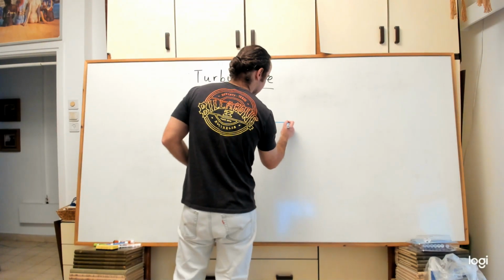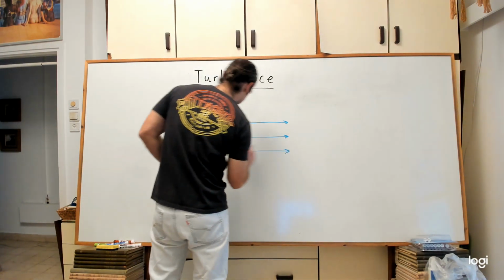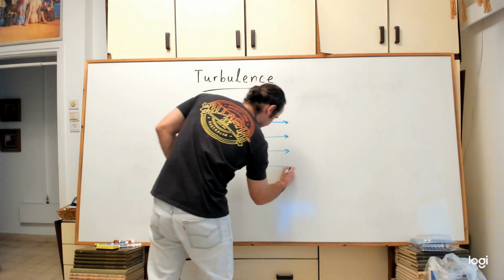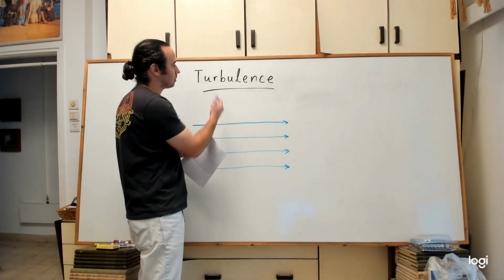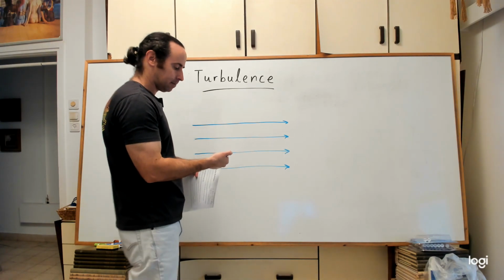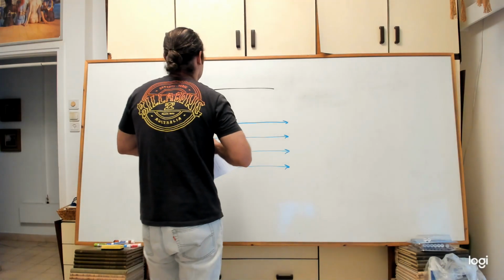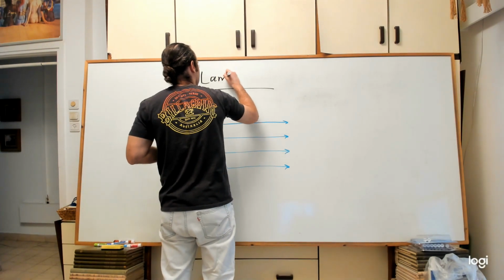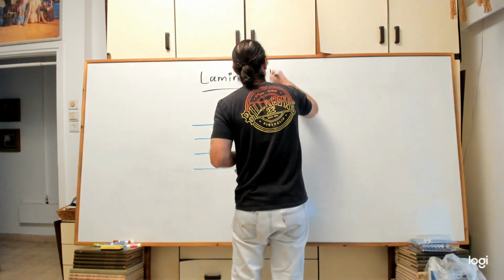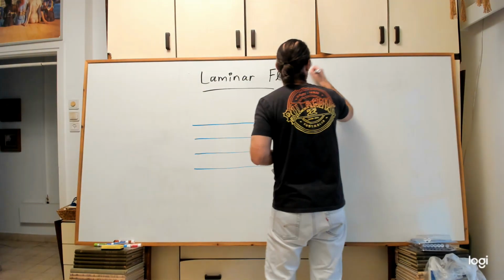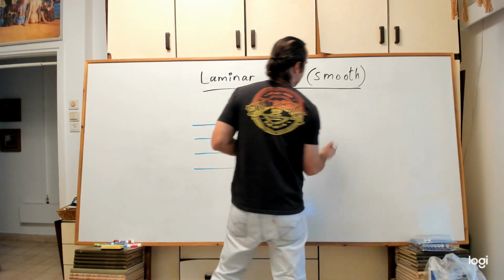Like if you see a river that is flowing, and the water is going this way, and then suddenly the water gets troubled, like white water. Okay, white water, this is not turbulence, this is laminar. This is called laminar, which means smooth. Laminar flow, smooth. Okay, there are no whirlpools.